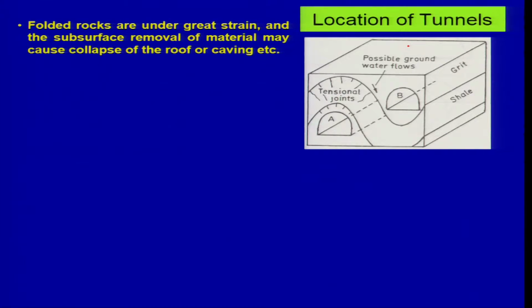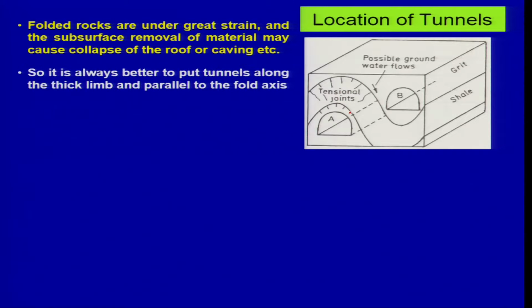Folded rocks are under great strain, and subsurface removal of the material may cause collapse of the roof or caving. If you are removing the material from here, of course, you are releasing the strain. This may result in the collapse of the roof and all that, because you are excavating the part which is under extreme strain. So, it is always better to put the tunnel along a thick limb and parallel to the fold axis.